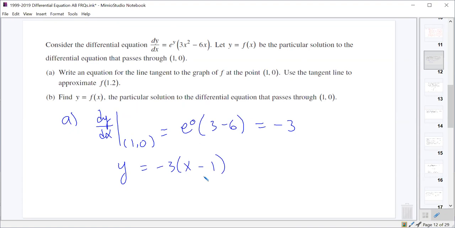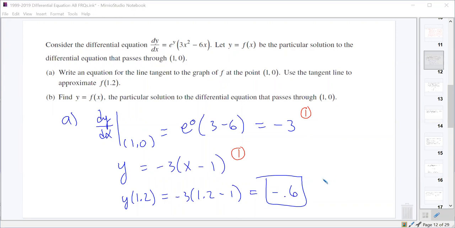So dy dx at 1, 0 is e to the 0 times 3 minus 6, which is 1 times negative 3 or negative 3. And we'll have y minus 0 equals negative 3 times x minus 1. So that is your equation, which is worth, let's see, I think getting the slope is worth 1, getting the equation was worth 1, and then approximating at 1.2 to get negative 0.6 was worth a 3rd point for part A. Everybody good there with part A? Hopefully you're getting used to the tangent line approximation ones in these differential equations.